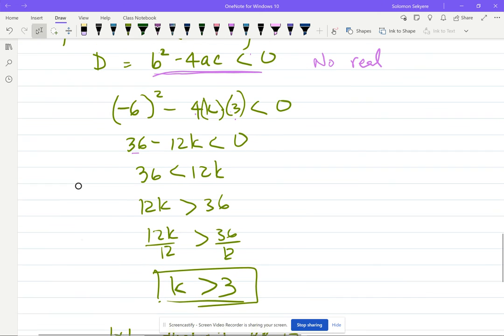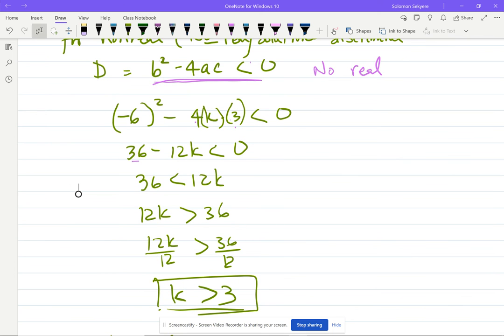And then we get k is greater than 3. So for that equation to have non-real solutions, k should be a value greater than 3. Any number greater than 3. That's your solution set. You are all done.